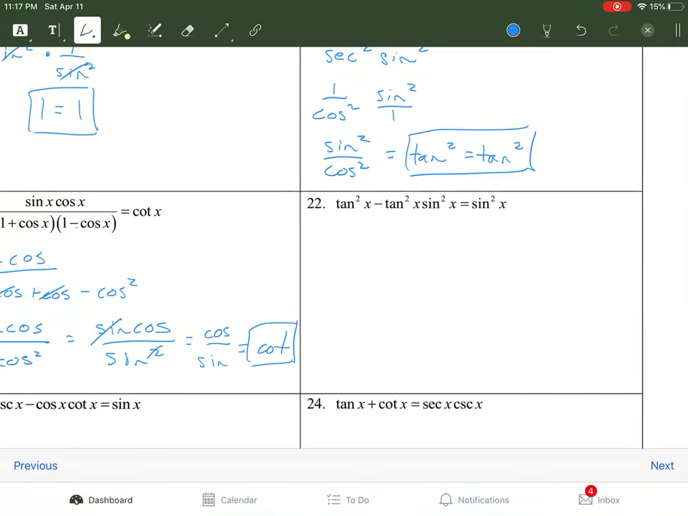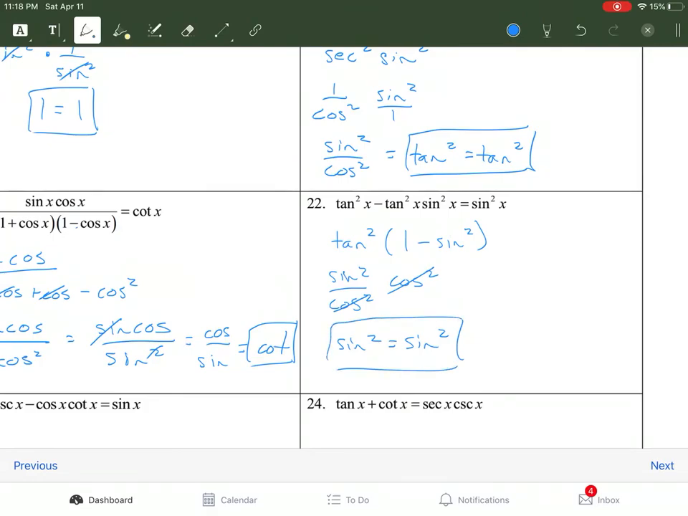Next, for 22, I have a tangent in both terms of the left side of my equation. So I'm going to take tangent squared out. I'll be left with 1 minus sine squared. Okay, so tangent squared is going to be sine squared over cosine squared. And then 1 minus sine squared is cosine squared. And these two cosines cancel out, so I'm left with sine squared, which is what I was trying to find.